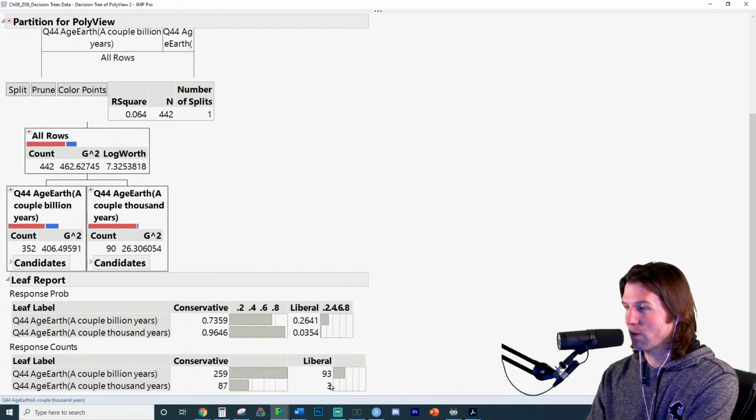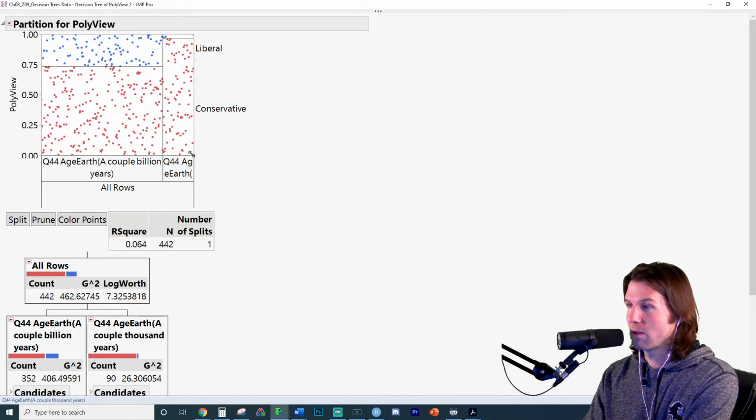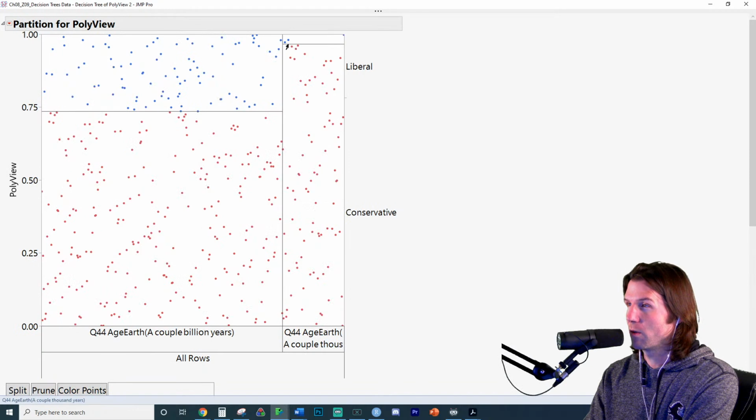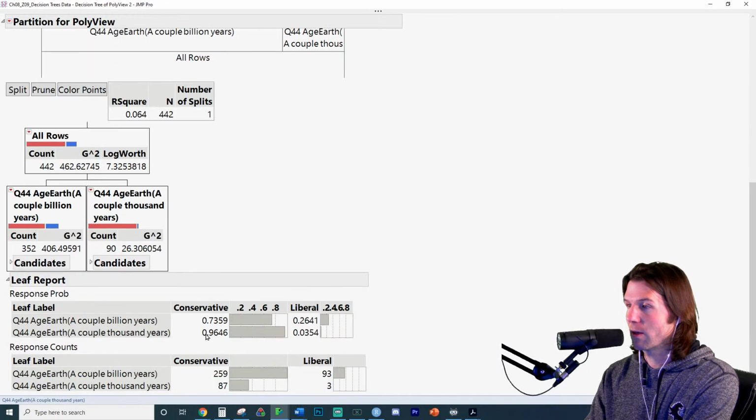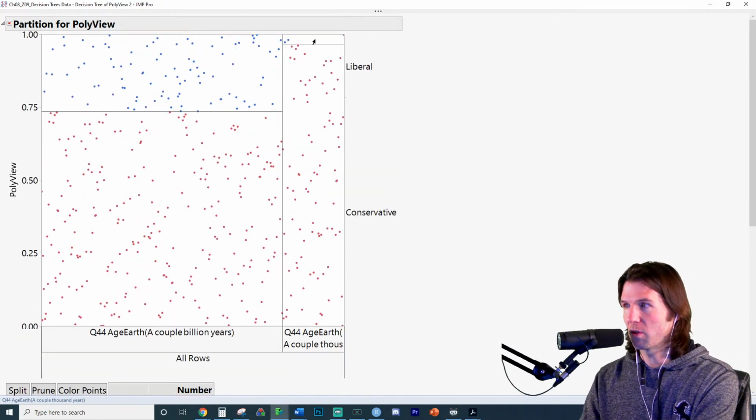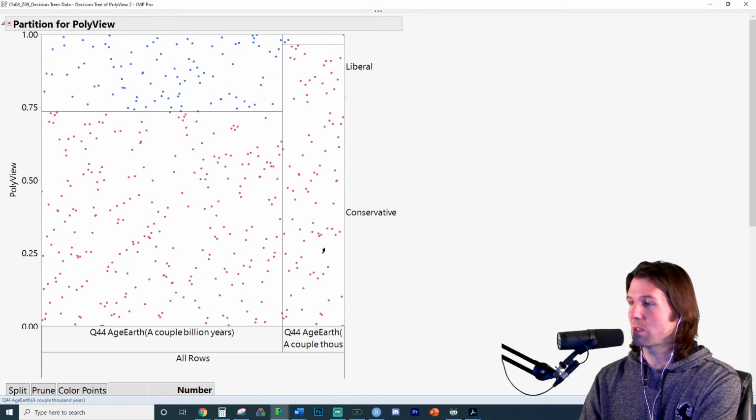So you see the 3 dots right here, 3 out of 90. There's the 90. And right up here is the distribution of it. If we zoom really big, you can see the 1, 2, 3 blue dots. There's 3 blue dots inside of there. So each one of these is the distribution of the Y within the leaf. And this is the distribution of the Y within this leaf right here. This is the first leaf. This is the second leaf.